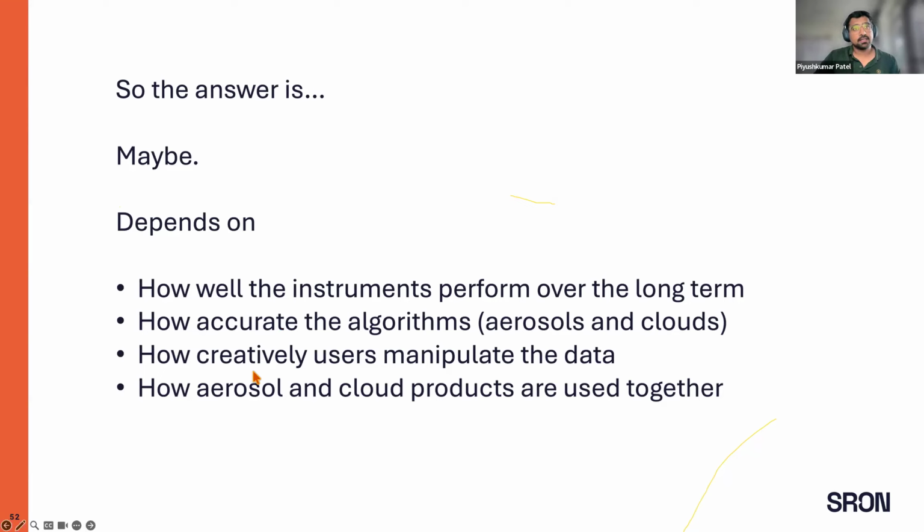Now, the third question is how creatively users manipulate the data. That is also very important: how accurately users can use these multiple pieces of information from the data to provide more and more understanding of atmospheric processes, or the processes of aerosol with the climate or maybe with air quality. And the last one is how aerosol and cloud products are used together. That will also give you information about the variations in aerosol-cloud interactions.